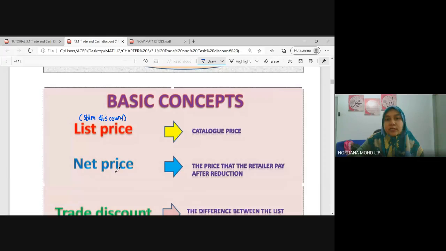Okay, and the net price is the price that the retailer pay after reduction of the discount. So ni untuk net price ni after deducting a discount. Selepas kita tolak discount lah. So kena tahulah maksud dia list price and ada difference between list price and net price.